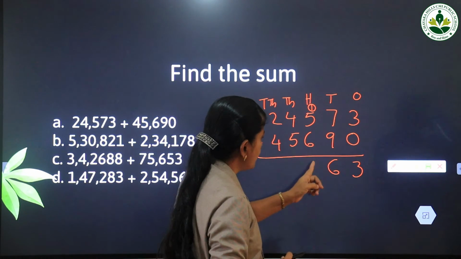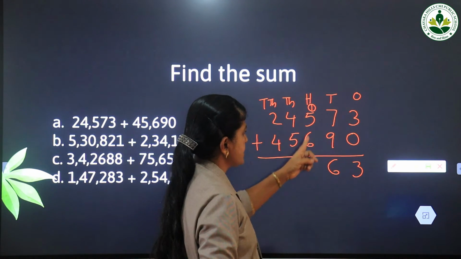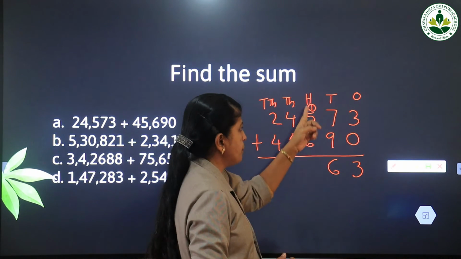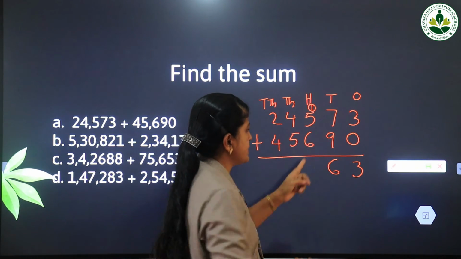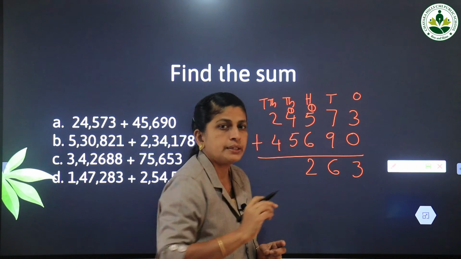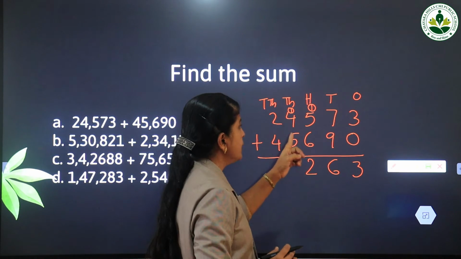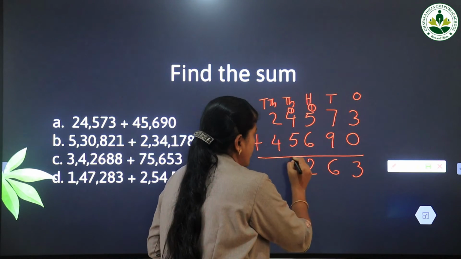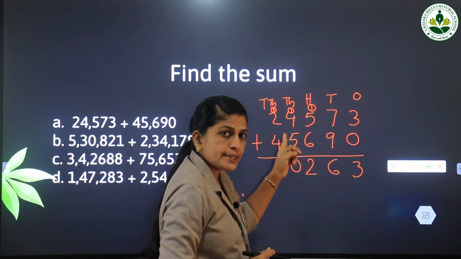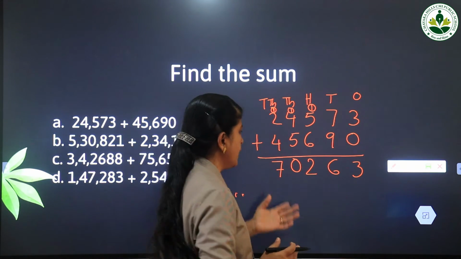Then next add the digits in the hundreds place. What are they? 6 and 5. 6 plus 5 is 11. Then 11 plus that remainder, 11 plus 1 is 12. Again one remainder is there now. Therefore, write the remainder on top of that thousands place. Then 5 plus 4 is 9. 9 plus 1, 10. 0 right here. Then again remainder is there. Remainder 1. Then 4 plus 2 is 6. 6 plus 1, 7. Therefore we got the answer.